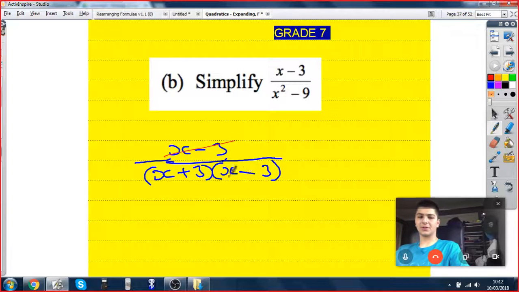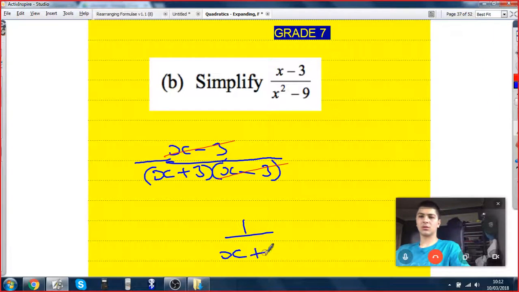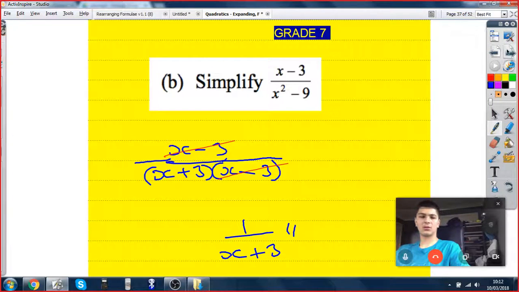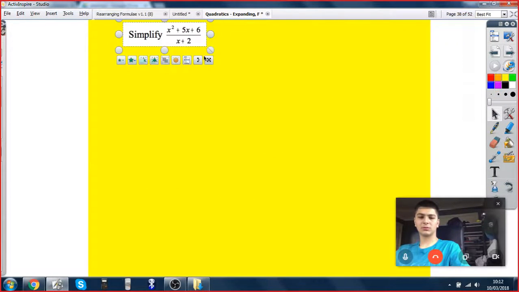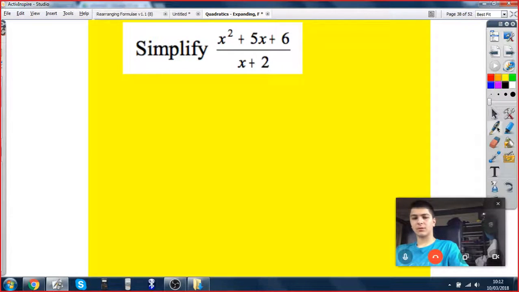And so what's your final answer? 1 over x plus 3. Correct. So a lot of students don't get the 1 over bit. That's right, 1 over x plus 3. This one is very similar. I will just do it just in case.